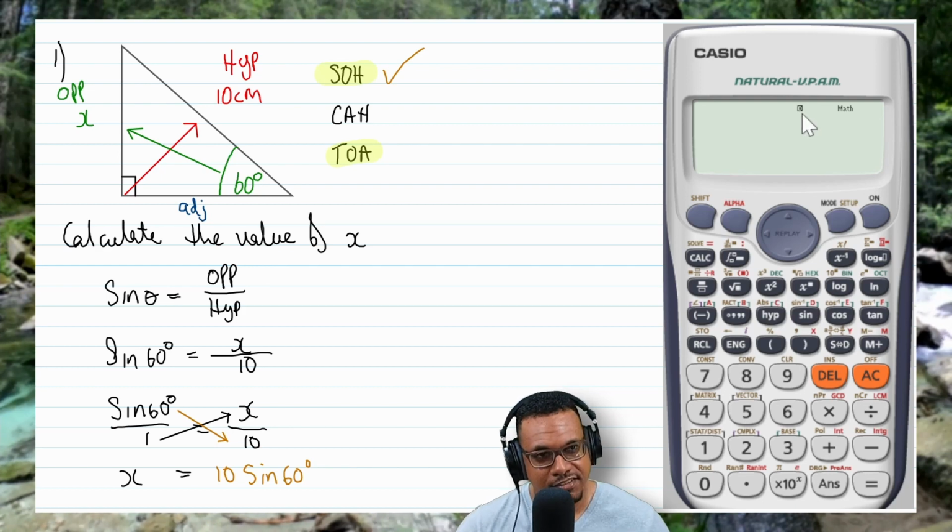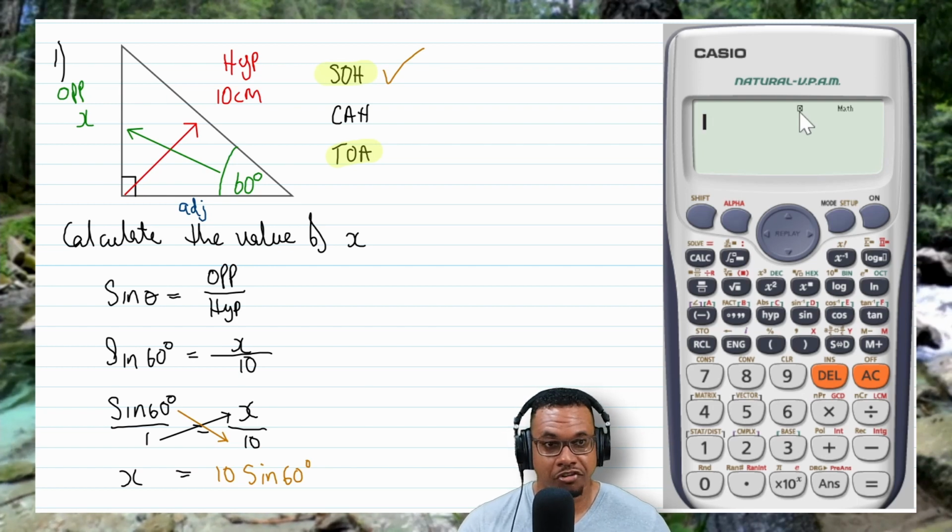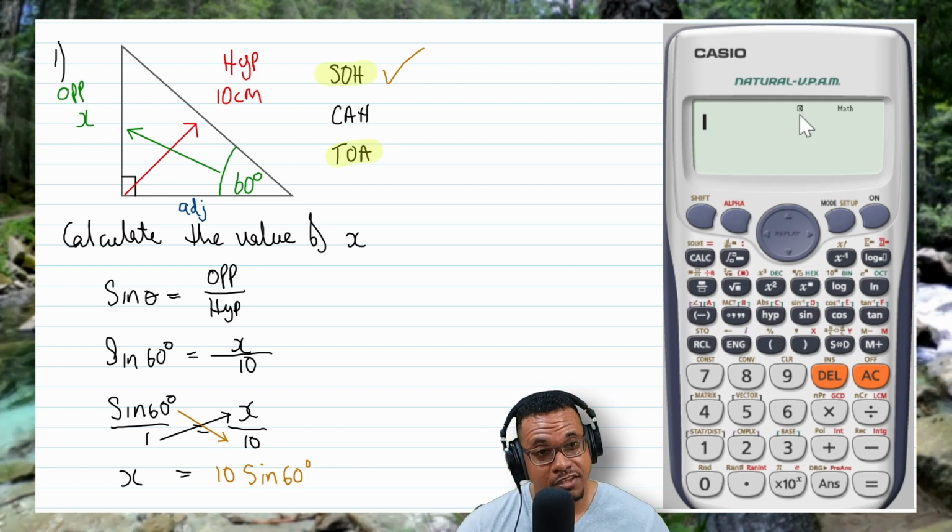So if your calculator is not in degrees, and the angle is 60 degrees, and the calculator is, let's say, in radians or gradians, you're going to get the wrong answer. So make sure your calculator is in degrees. If you're doing higher level mathematics and you're measuring angles in radians, make sure your calculator is in radians.